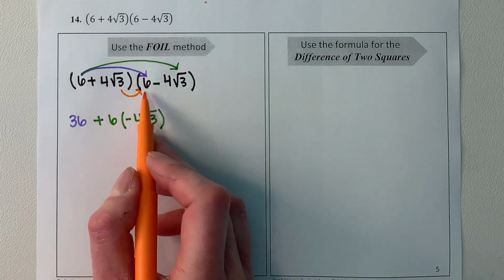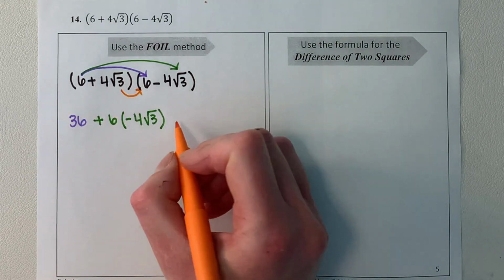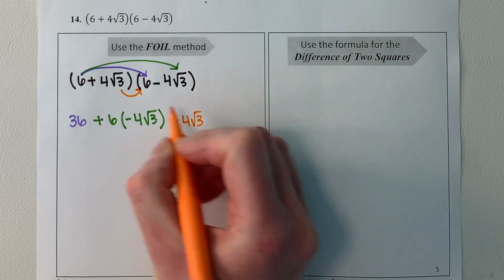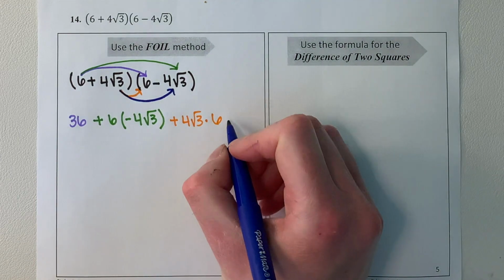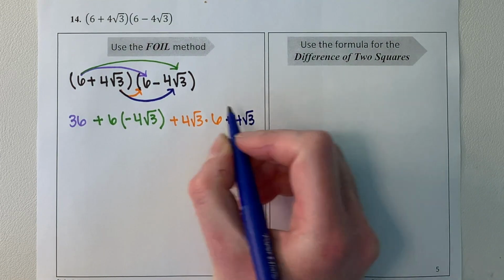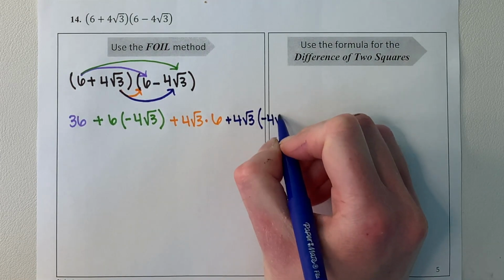Then we'll multiply the inner, and again for now I'm just going to write this as a positive 4 square root of 3 times 6, and then we'll multiply the last. So we'll take a positive 4 square root of 3 times negative 4 square root of 3.